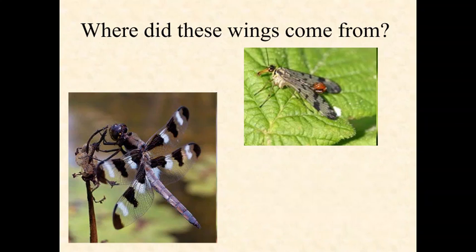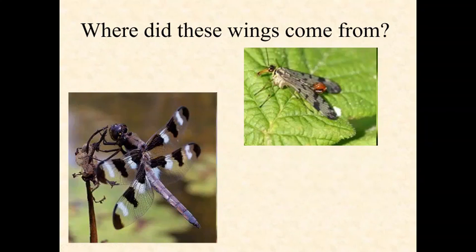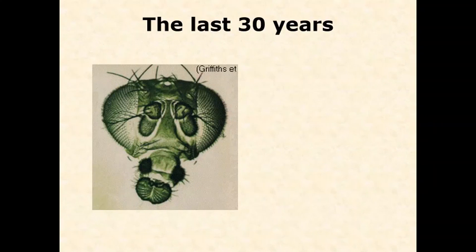So insect wings are a little bit more like the Pegasus or the dragon in that there is no clear predecessor for where these wings came from. But of course, a real example, not a mythical one. Now, in the last 30 to 40 years, there have been many great advances that have occurred in EvoDevo. We're going to talk about just a couple. This is just to give you a little bit of a preview of things to come.